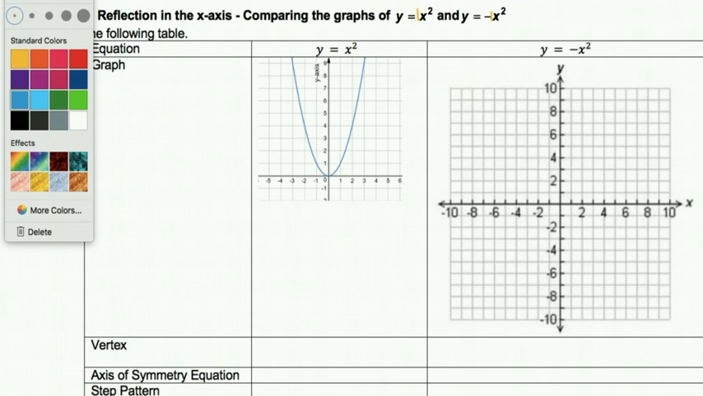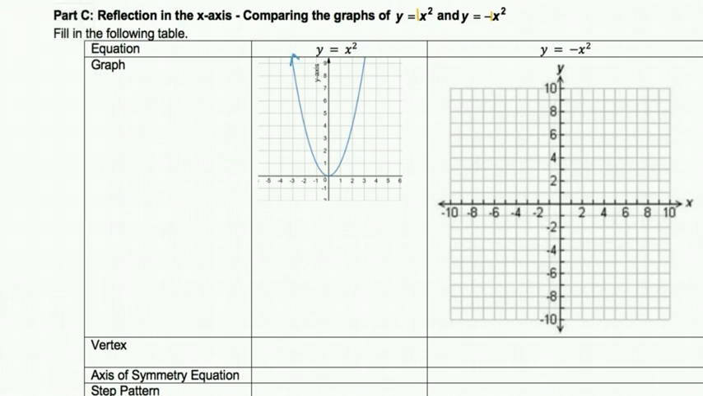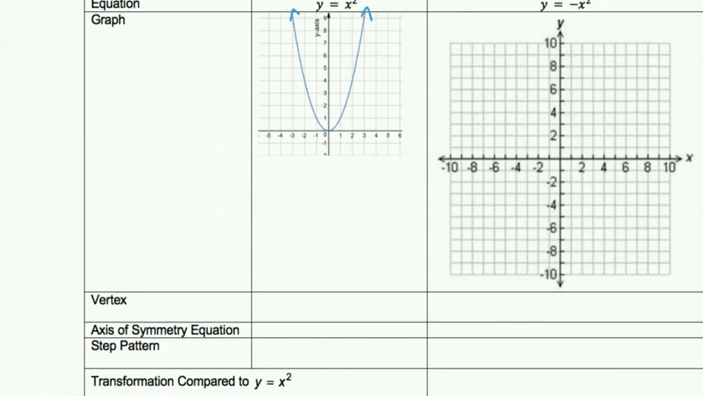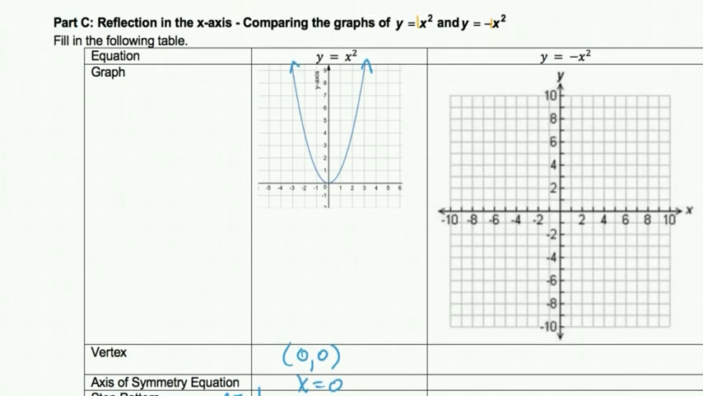Okay, so let's go through and analyze the parent again, just so we have a baseline, something to compare to. Okay, so there it is. Vertex is 0, 0. Axis of symmetry is x equals 0. The step pattern is 1, 3, 5. Okay, so again, we know our a value for this one here is positive 1. So now when we're looking at the next one here with the negative in front, how does that change the graph? Okay, so again, hopefully you can predict what that'll look like, but let's look at it from the perspective of step patterns.